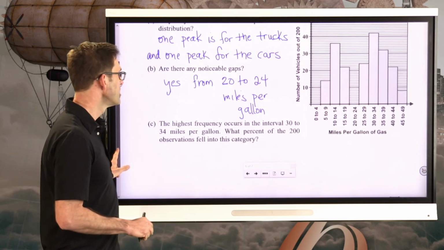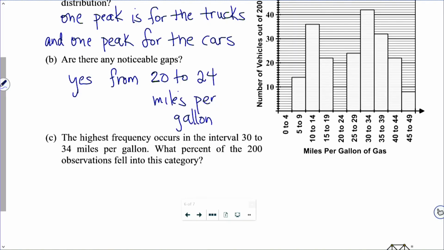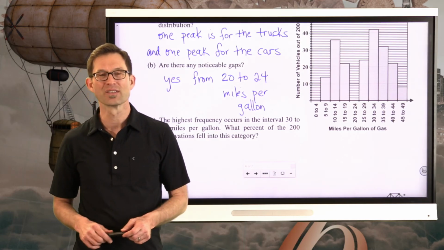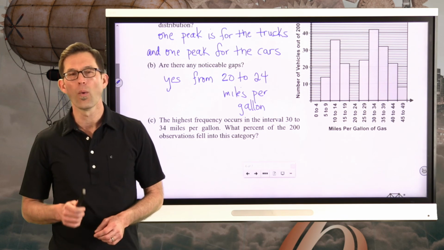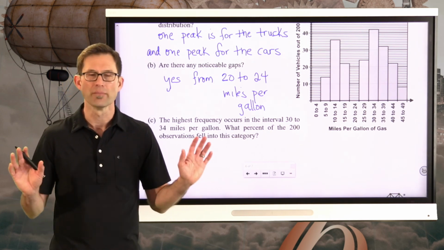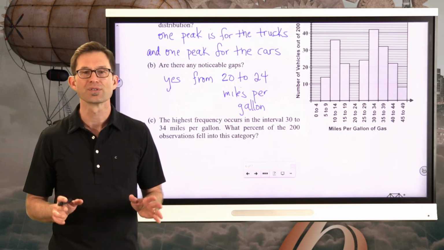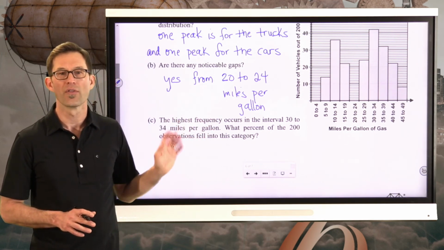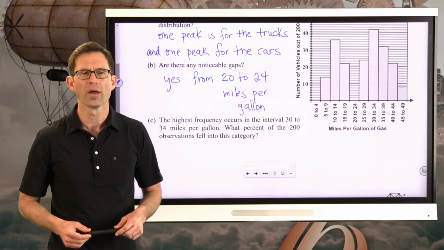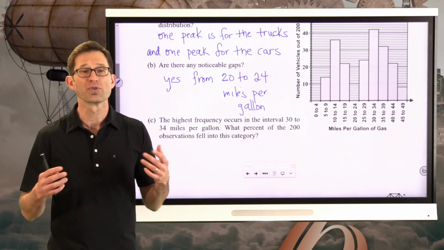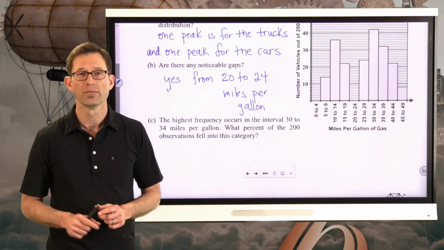All right, let's take a look at letter C. The highest frequency occurs in the interval 30 to 34 miles per gallon. What percent, that's a percent question, what percent of the 200 observations fell into this category? I know it's been a few units since we've done percent, but see if you can figure out what percent of all the vehicles fall into the category 30 to 34 miles per gallon. Pause the video now and see if you can remember how to find the percent that a part represents of the whole.